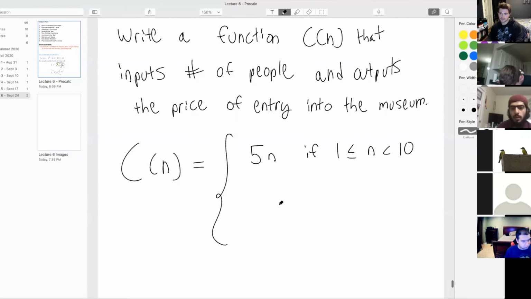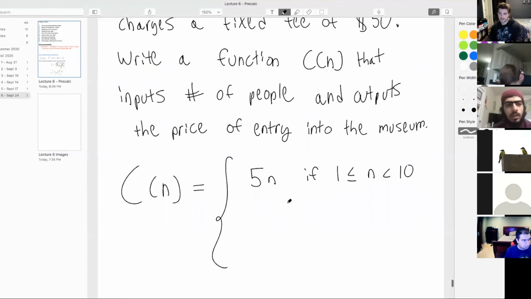Could you also make that less than or equal to 9? Yes, same thing, definitely. Maybe that's a little better. It doesn't really matter, you could use either, but I'm going to change it to that. That's definitely more clear. So if you come in with 1 to 9 people, including 9, it's going to take your number of people and multiply it by 5. That's how we'll get the price.